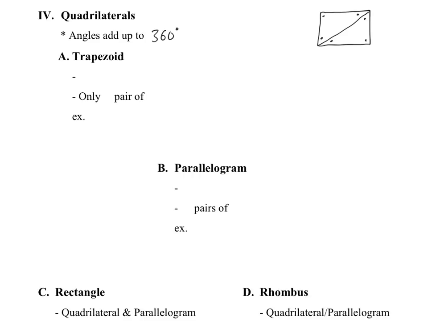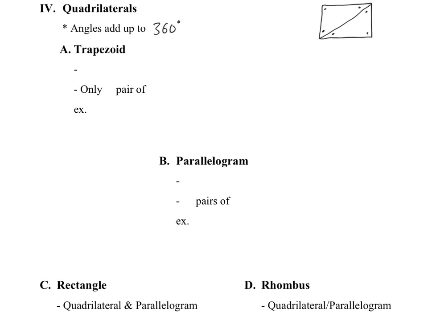We want to break these up into different categories like we did with triangles: equilateral, isosceles, and scalene. So a trapezoid is going to be the first one. A trapezoid is a quadrilateral, so that's my first dash. It's a four-sided object with straight sides, it's enclosed, and it's going to have one pair of parallel sides. When they say one pair, it means that two sides are going to be parallel.